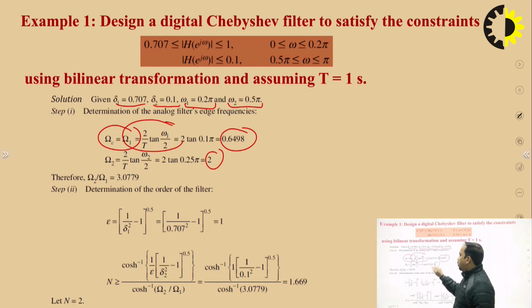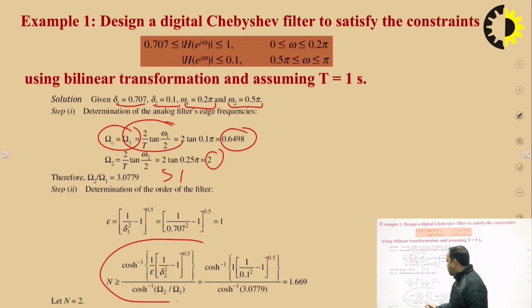Similarly, omega 2 can be calculated, again using the BLT, bilinear transformation, and the value comes out to be 2. Therefore we are interested in finding the ratio omega 2 by omega 1, because that will decide what type of Chebyshev polynomial will be used here. If we put omega 2 by omega 1, omega 2 is 2 divided by 0.64, so definitely this value is greater than 1. Once this value is greater than 1, the formula used to calculate the order will be in terms of the cosh inverse function. Otherwise it is nothing but the cos function.